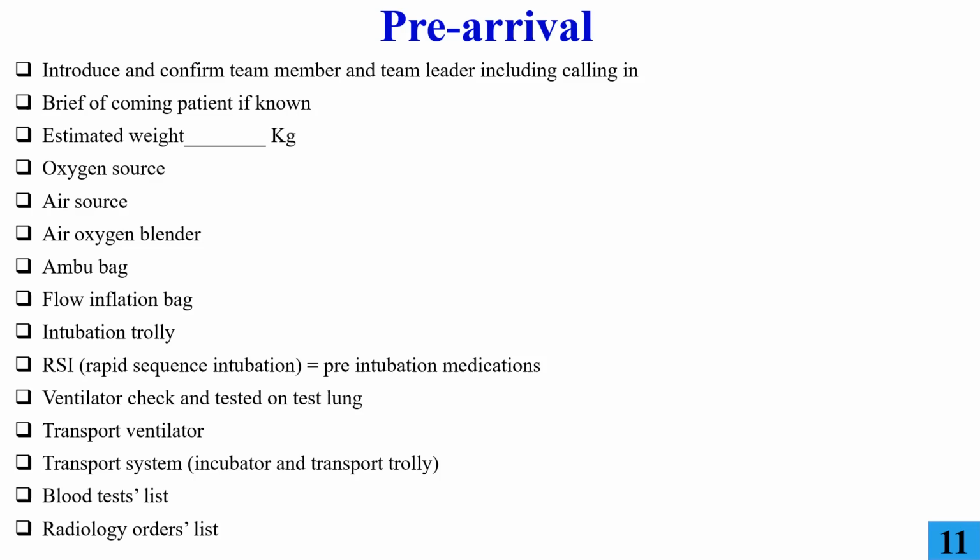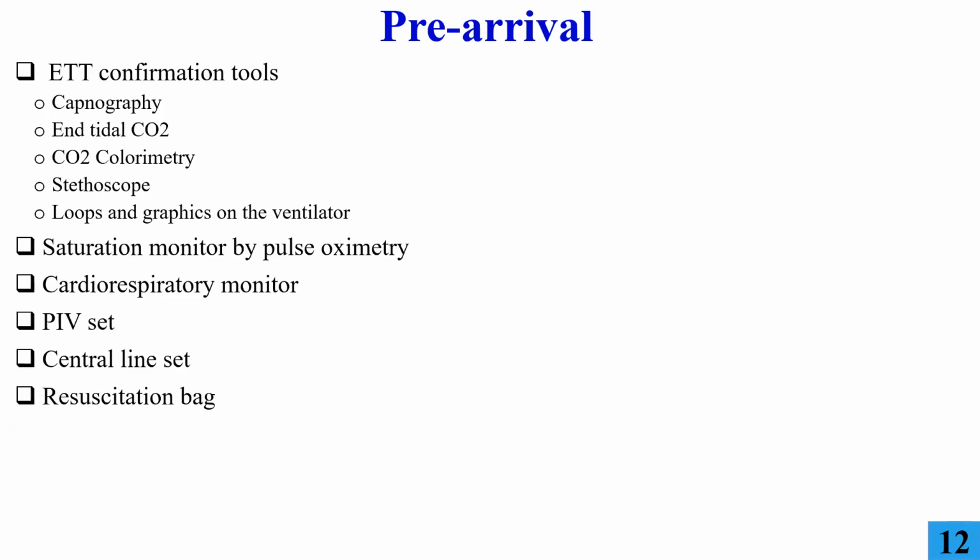The ventilator should be checked, tested on a test lung. The mode should be ordered by the doctor and asked for by the nurse. The settings, the PIP, the PEEP, the rate, the inspiratory time, inshallah, I will give you all this information. We need a transport ventilator. Inshallah, we are preparing the transport ventilator in the hospital. We need a transport system, transport incubator, and transport tray. We need a list of presumed blood tests. We need a list from the doctor of presumed radiology orders.